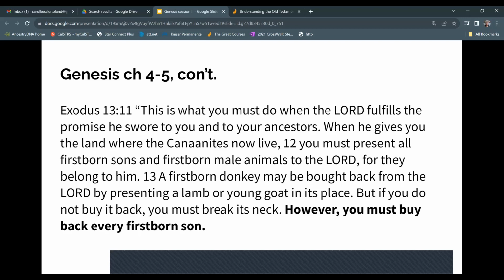A firstborn donkey may be bought back from the Lord by presenting a lamb or a young goat in its place. But if you do not buy it back, you must break its neck. However, you must buy back every firstborn son." So now this is in Exodus, and it also is talking about your ancestors. So again, you can know that this is written much after the fact of Cain and Abel.